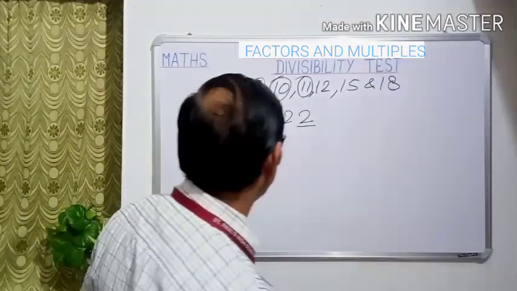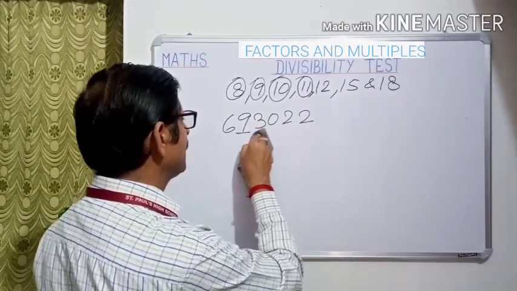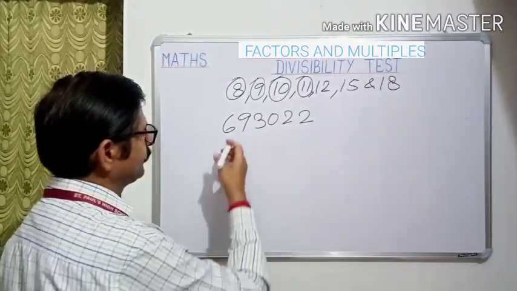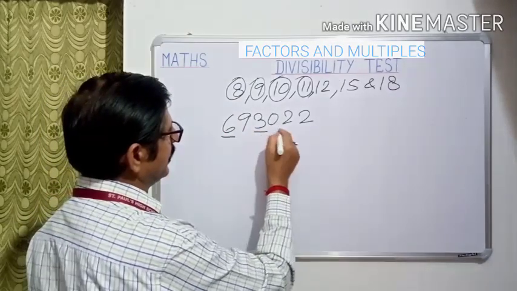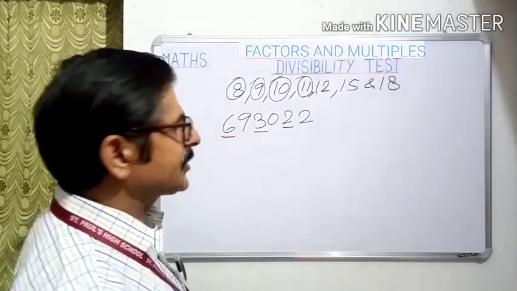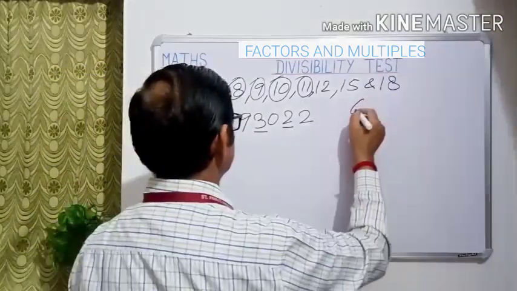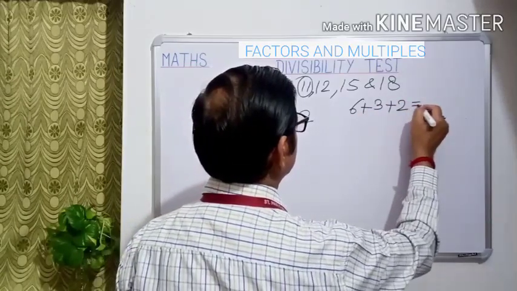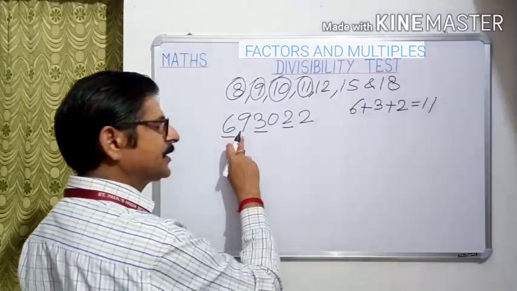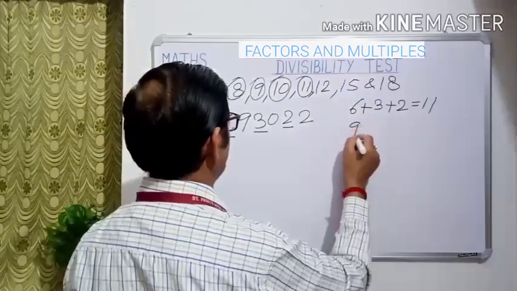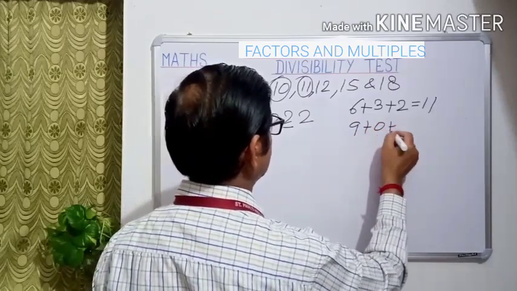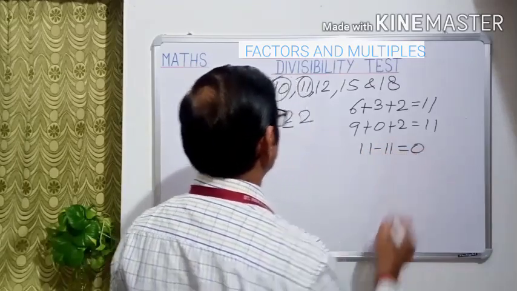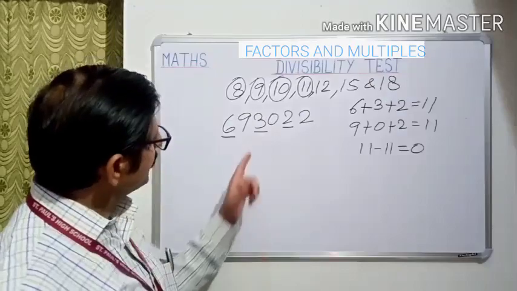So how to proceed? Proceed like this. You may begin from either side. See, 6, 3, 2. And find the sum of the digits that you have underlined. 6 plus 3 plus 2. 6 plus 3 is 9, 9 plus 2 is 11. And the sum of the digits which you haven't underlined: 9 plus 0 plus 2, that is 11. And now the difference of 11 and 11 is 0. So, this number is divisible by 11.